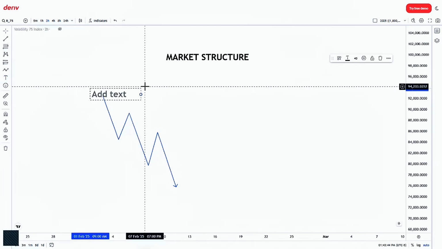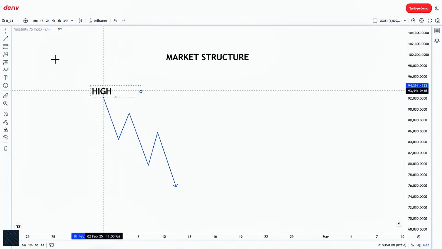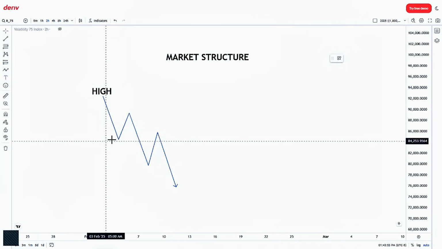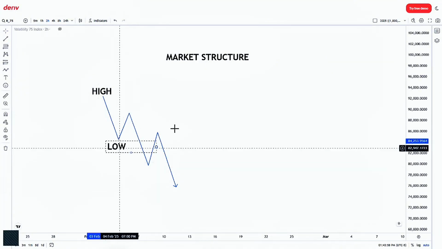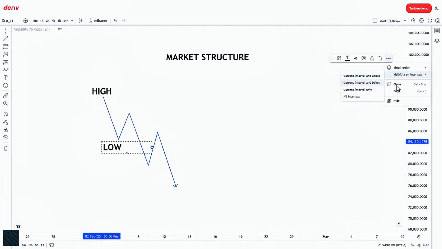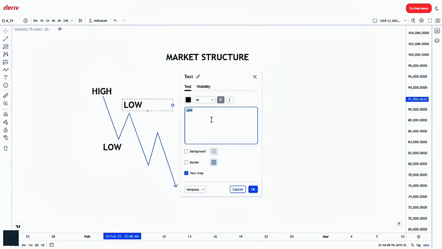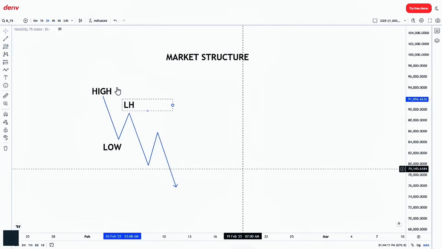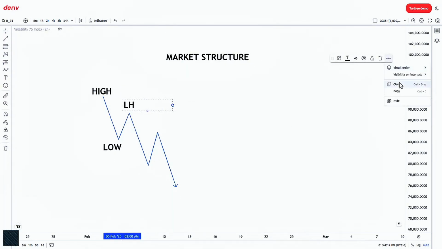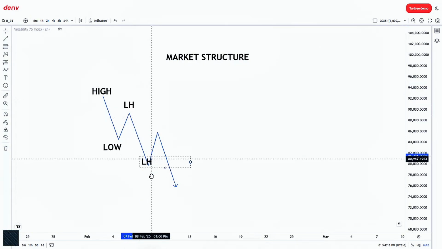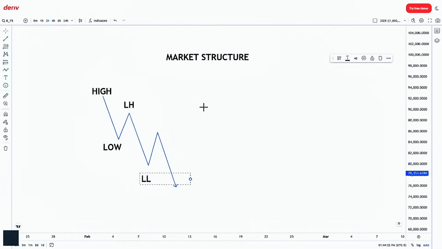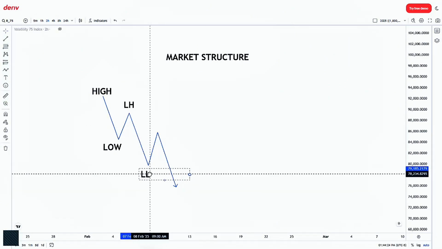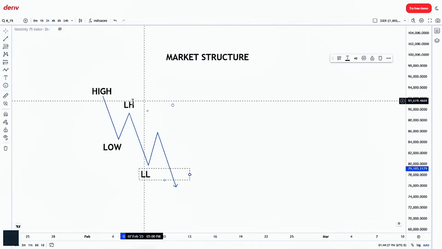So the market starts at a high and then it goes to a low. And then after it goes to a low, it pushes up and goes to a lower high, and we're going to just use LH. And then after that, the market makes a lower low, meaning the price is getting lower and lower. This is how we'd identify the downtrend. Lower highs, lower lows. So the price keeps on getting lower and lower and lower. That is how the downtrend moves.